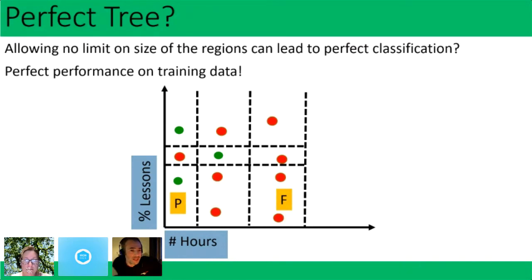And what do you think here? Is this real, or do you think this performance is real? Having perfect performance on training data, would you be happy with that? And if not, why not? If you have some ideas about it, just let me know in the chat. So can we have perfect performance?